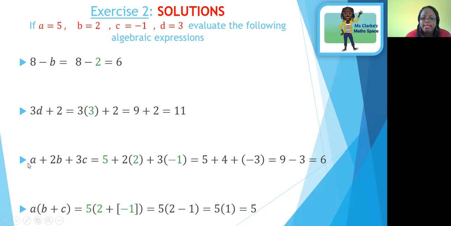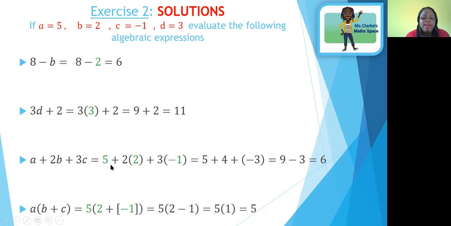Moving on to the third example, we have A plus 2B plus 3C. The value of A is 5, the value of B is 2, and the value of C is -1. So we're going to put them in correspondingly. You notice that it's highlighted in the green here, so you see where the substitution goes there.